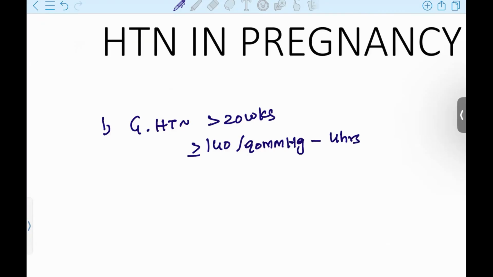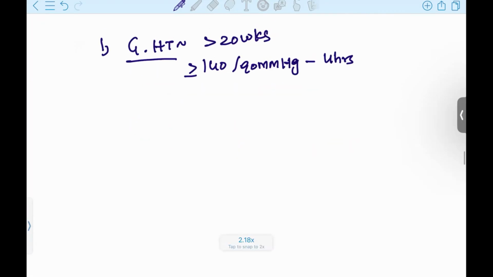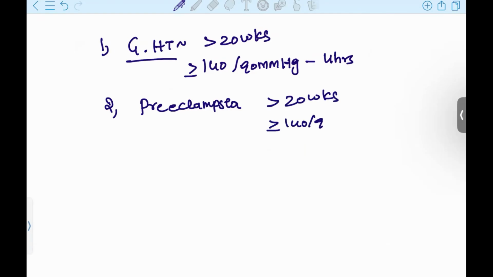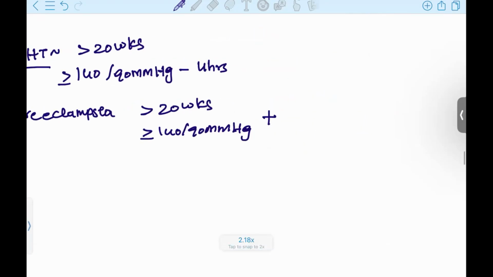So then we have to consider this gestational hypertension. And another thing is, if she is having pre-eclampsia, what is the classification of pre-eclampsia? If the mother is again at more than 20 weeks of gestation with more than 140 by 90 mmHg BP, along with that she is also having the involvement of proteinuria, then this condition is known as pre-eclampsia.